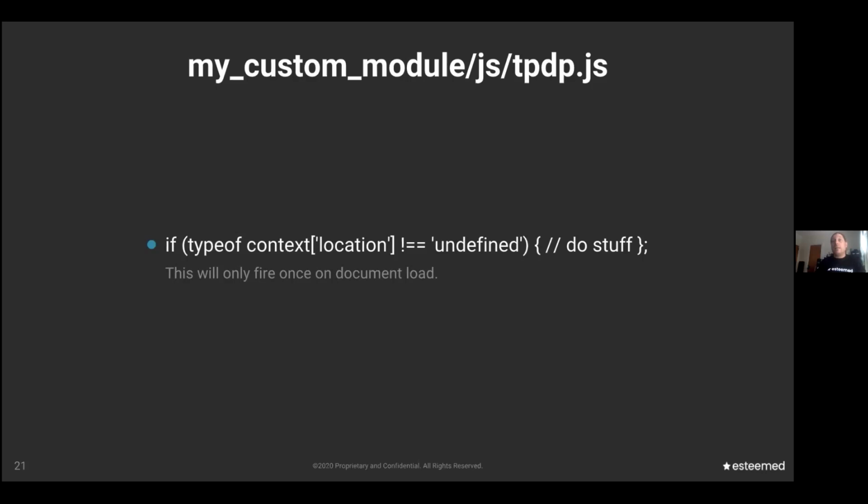But this is another cool trick you can do to prevent your behavior from executing more than once. If type of context location is not equal to undefined, then do your stuff. This will only fire once on document load. I saw this in a module somewhere and I just copied it, and I've used it since then when it's appropriate. It's just another cool trick to make sure that something runs once every time you load a page.